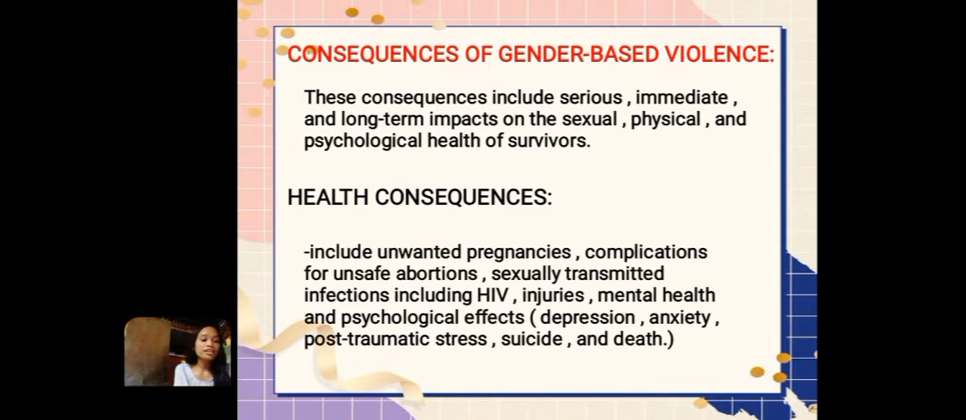Examples of these are having persistent thoughts and memories you can't get out of your head, hearing voices or believing things that are not true, and also thinking of harming yourself or others. So the health consequences include unwanted pregnancies, complications from unsafe abortions, sexually transmitted infections including HIV, injuries, and mental health and psychological effects such as depression, anxiety, post-traumatic stress, suicide, and death.